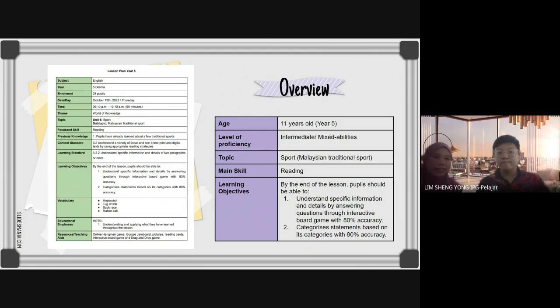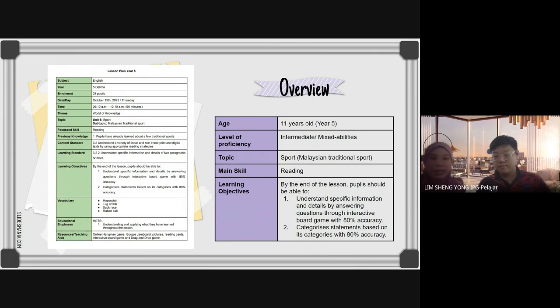Alright, this is the overview of the original lesson plan. As you can see, the lesson plan is for 11-year-old students, which is year 5, and the level of proficiency in the classroom is intermediate or mixed ability. The topic that we focus on is sport, especially Malaysian traditional sport.